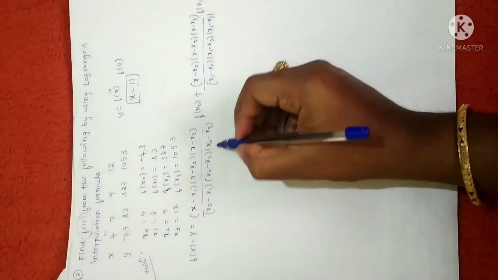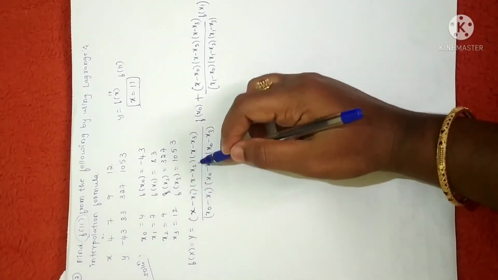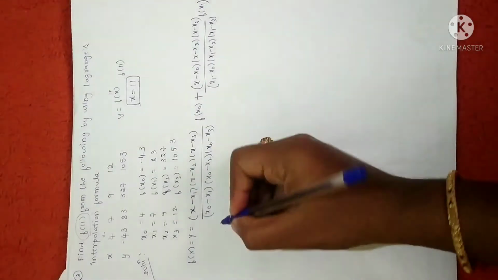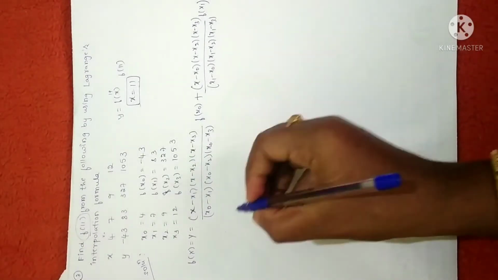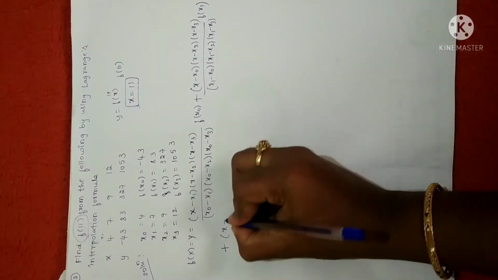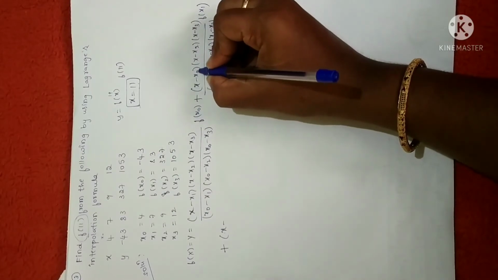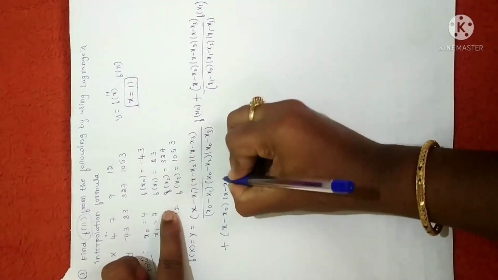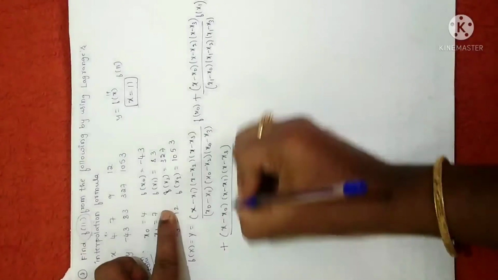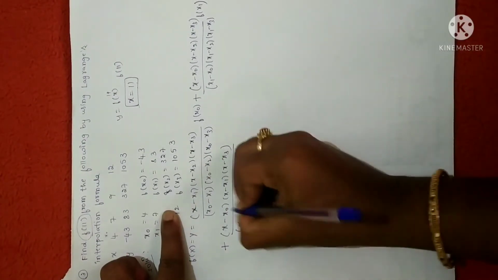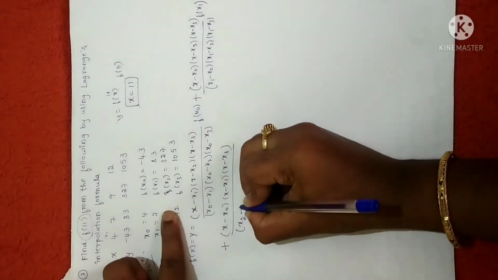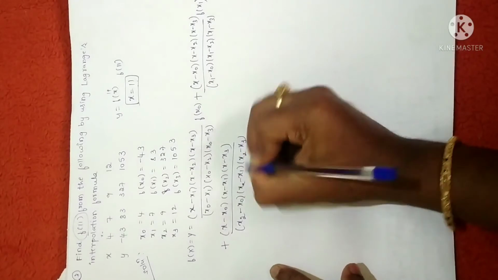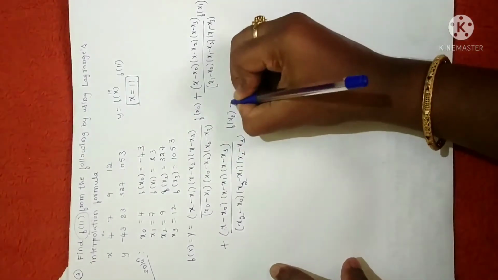So you can note that in the first term x naught will not be there in the numerator. Fine. So in the second term x1 will not be there in the numerator. Similarly in the third term x2 will not be there. In the fourth term x3 will not be there in the numerator. Now let me write the third term. So x as it is, x naught is finished, x1 is also gone. Now we have to leave x2. So x minus x naught, x minus x1, x minus x3, divided by, in place of x we have to replace x2. See here, x naught is finished, x1 is finished. Now we have to replace x2: x2 minus x naught, x2 minus x1, x2 minus x3 into f of x2.